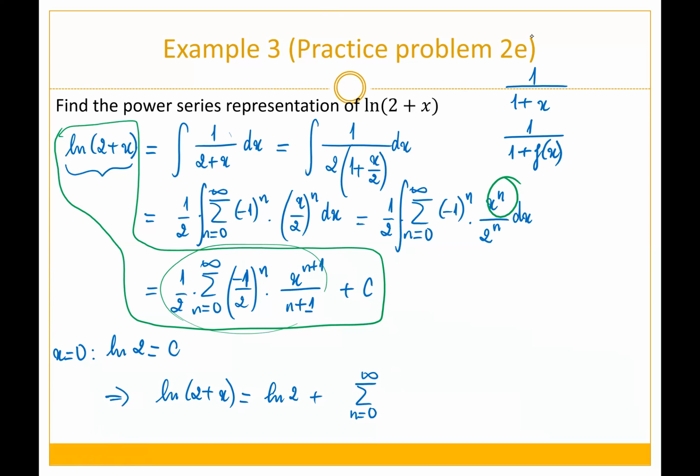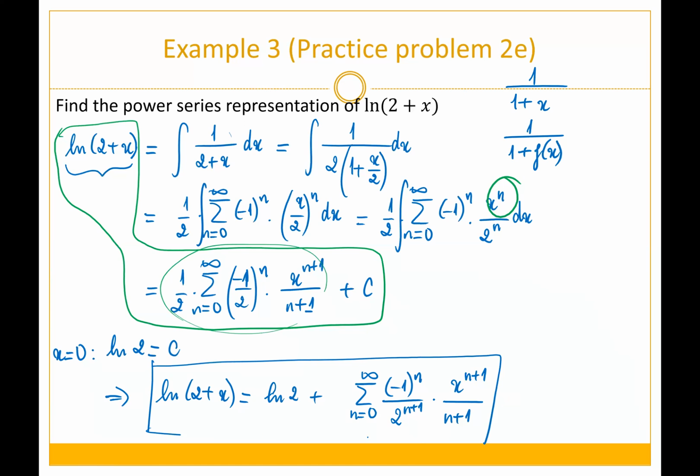That's how you have ln of 2. So coming back to this series, you can take the half inside. You're going to have negative 1 to the n over 2 to the n plus 1, multiplied by x to the n plus 1 divided by n plus 1. And so that is the power series representation of ln of 2 plus x. Before I go to the next example, are there any questions here?